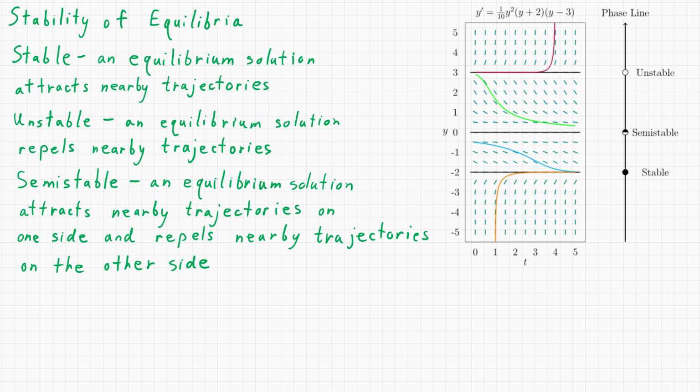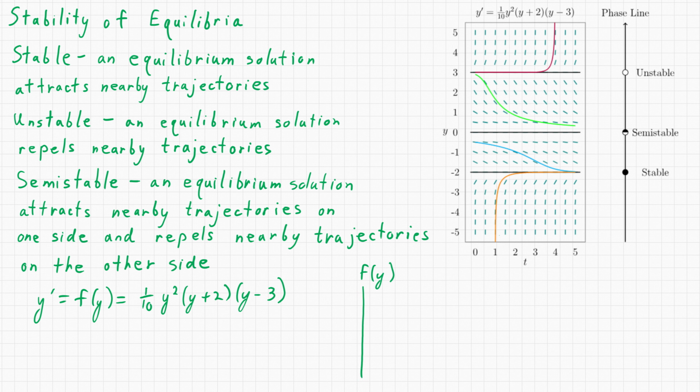So you can use the direction fields. That's a little bit of work though. There's another way to do this. What if we say y prime equals some function f of y, and in this case it's 1/10 y squared times y plus 2 times y minus 3, and we're going to plot f of y. I want to take off my arrows because there's going to be more arrows in the plot here. So f of y, and then here we've got y.